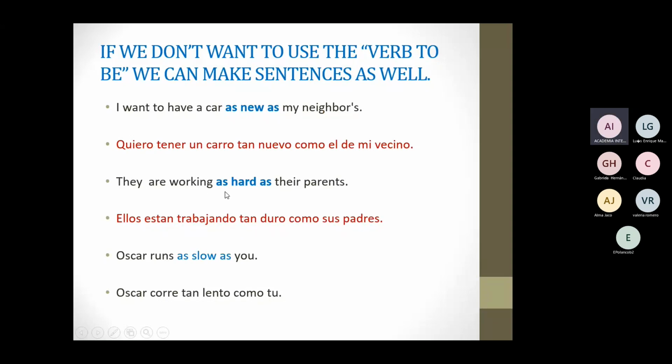They are working as hard as their parents. Aquí sí estoy utilizando el verbo to be, ¿verdad? Pero con una en el presente continuo. They are working as hard as their parents. Aquí no estoy utilizando el verbo to be. Oscar runs as slow as you.